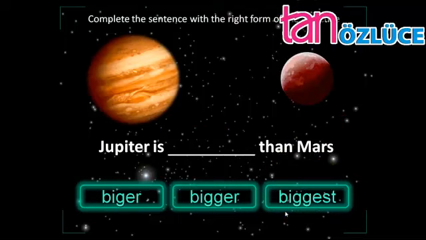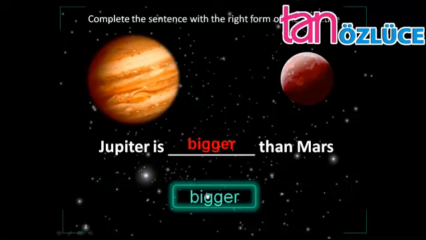Now complete the sentence with the right form of the adjective. And here we have Jupiter and Mars. We have two planets, okay? And we will compare these two planets, my lovely students. Of course, it will be in comparative form, but we have to remember one of the spelling changes. If there is one vowel followed by one consonant at the end of the adjective, we often double the consonant. And so the answer will be: Jupiter is bigger than Mars.